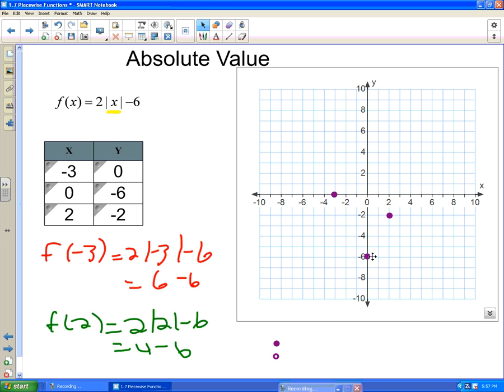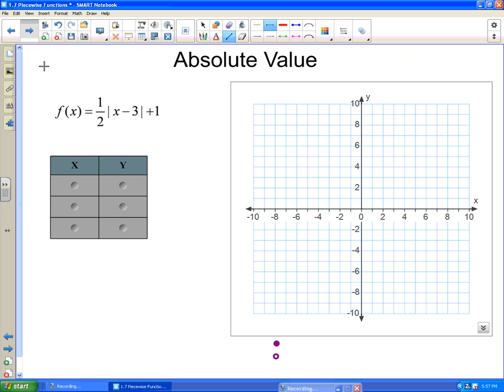Now, I know this is my vertex, so when I get ready to draw my graph, I'm going to start by beginning at the vertex. This one's going to go up toward this point right here. And I go back down to my vertex and go toward the other point here. And there's my absolute value. It is V-shaped. It is opening up. Since A is positive, it's a positive 2. It's that easy. Let's look at one more absolute value.